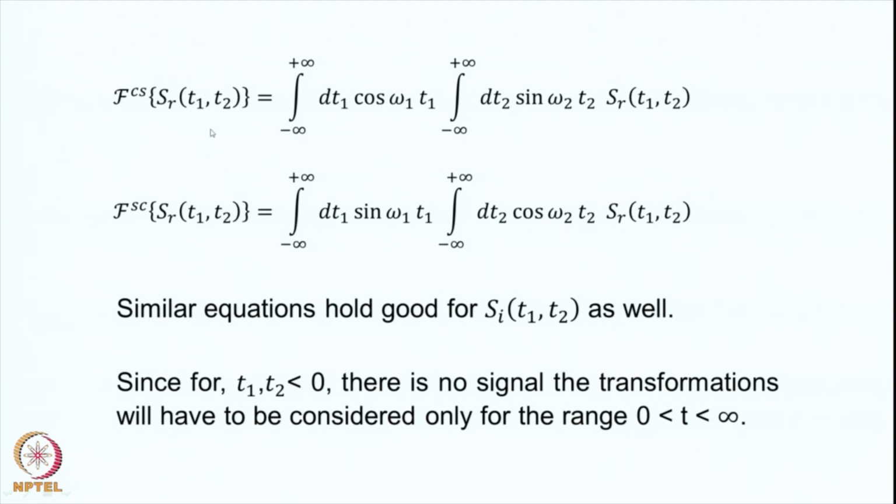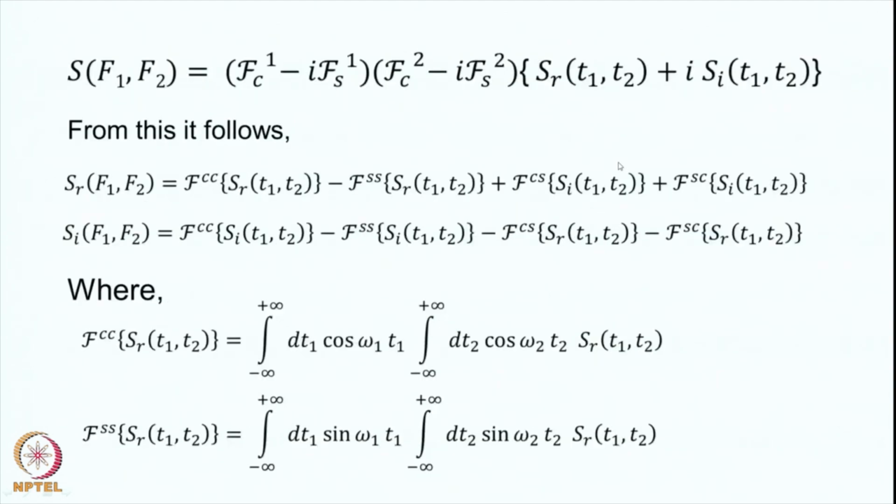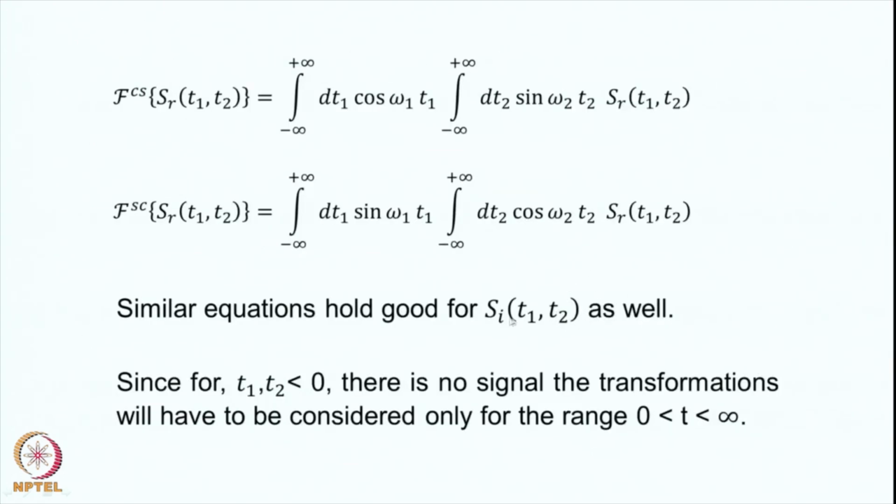So I have written here all those explicitly for the real part of the frequency domain spectrum. Now you can do similar equations for the imaginary part of the Fourier transformations, SI(t1, t2), as well. All of these, you remember, are SR(t1, t2), and so similarly you can write for the SI(t1, t2) what terms will come.